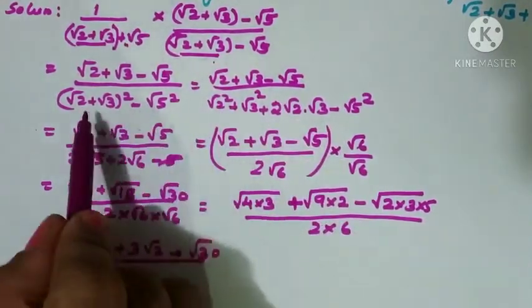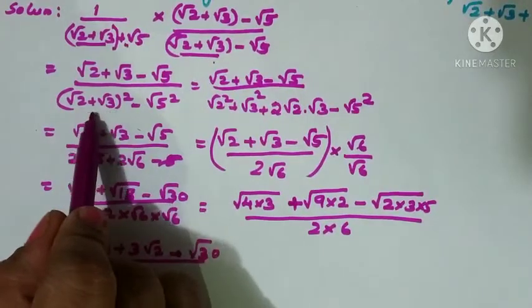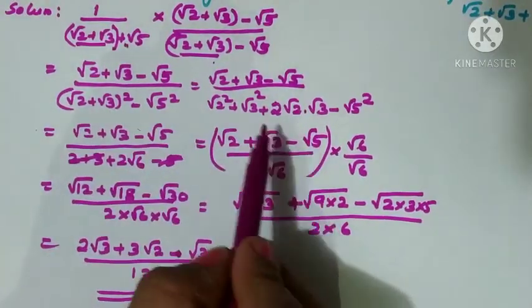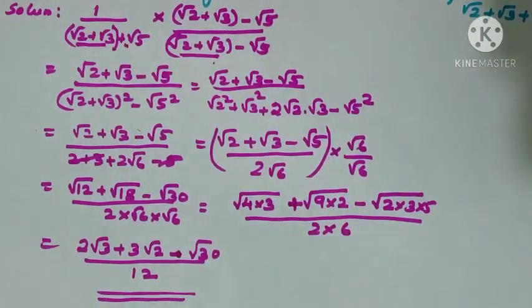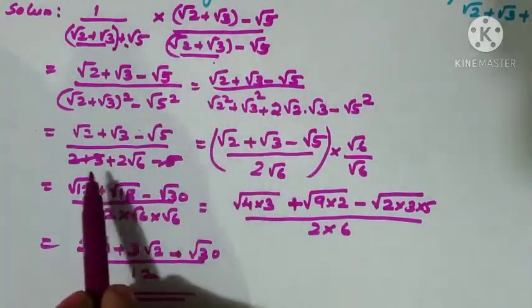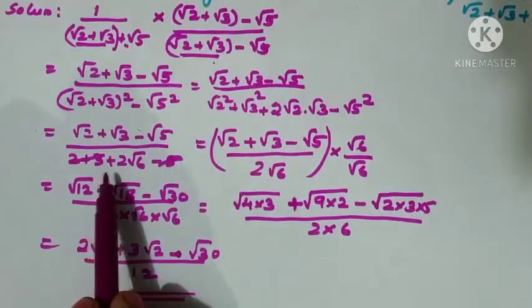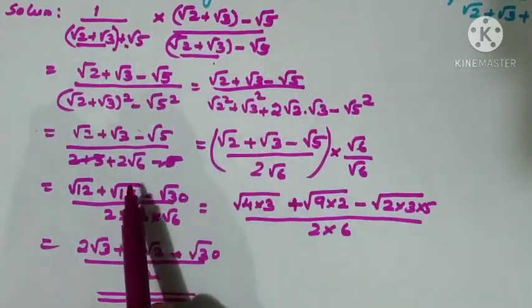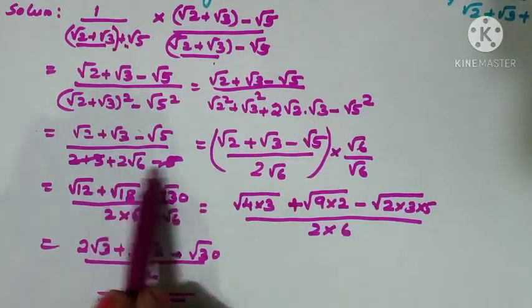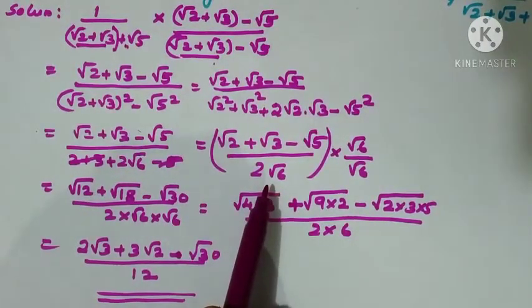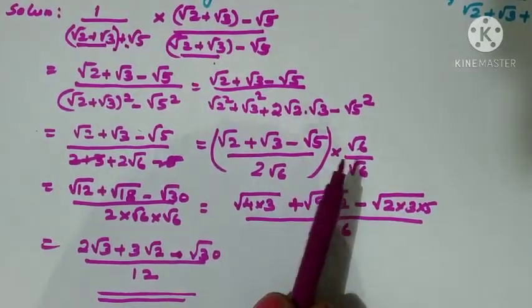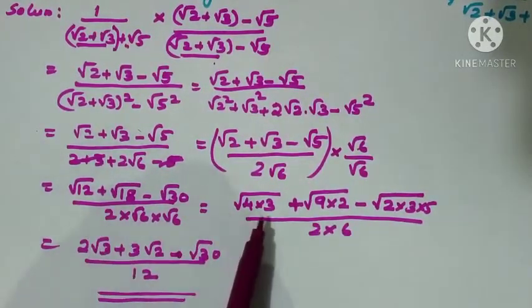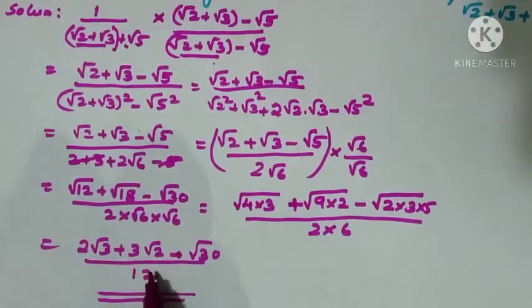Now what is the next step? Here two terms are there, so it should be written as a plus b whole square. So we'll get root 2 square plus root 3 square plus 2 root 6 minus root 5 square. What is root 2 square? 2 only. Root 3 square is 3, and 2 root 6 is the middle term, minus 5. So 5 will get cancelled again. We are getting 2 root 6. The root 6 we should multiply and divide, so we are multiplying and dividing with root 6. So the numerator we are getting is 2 root 3 plus 3 root 2 minus root 30 by 12.